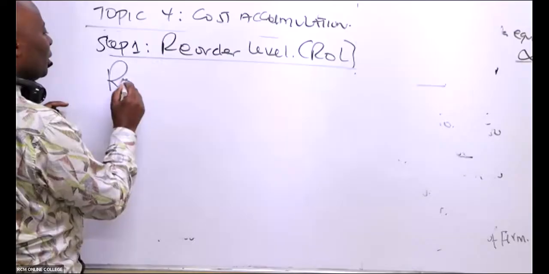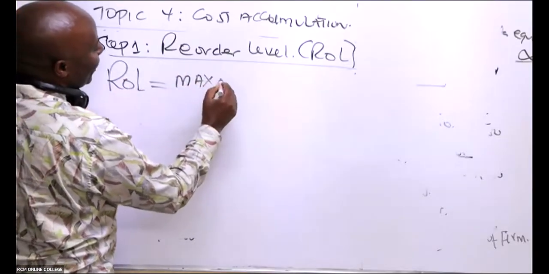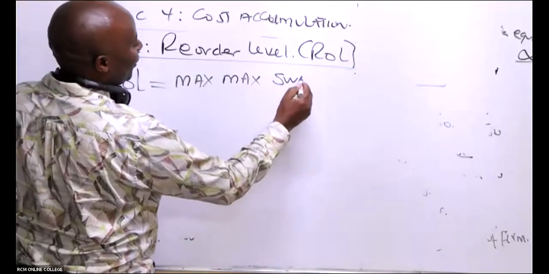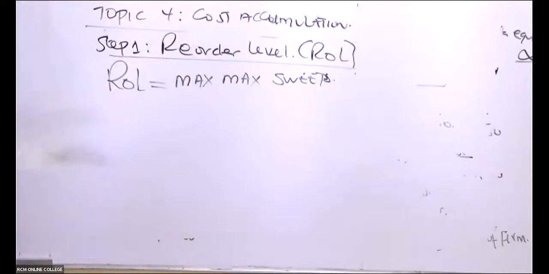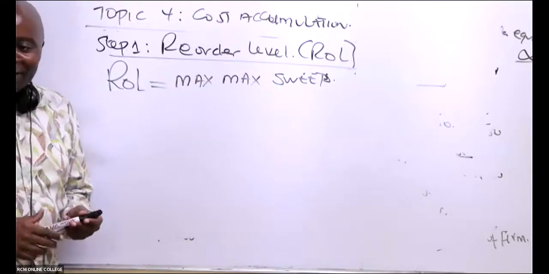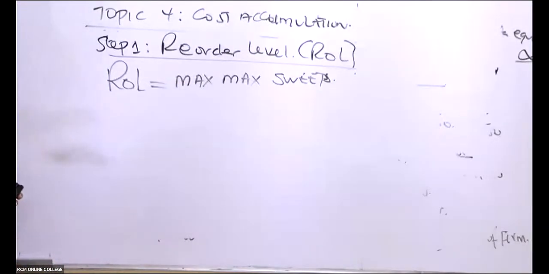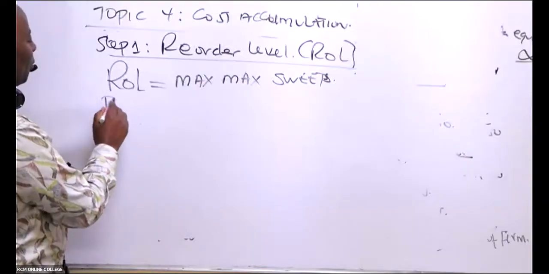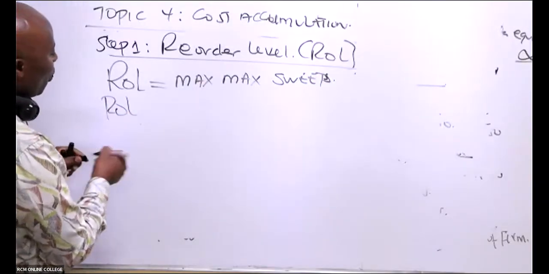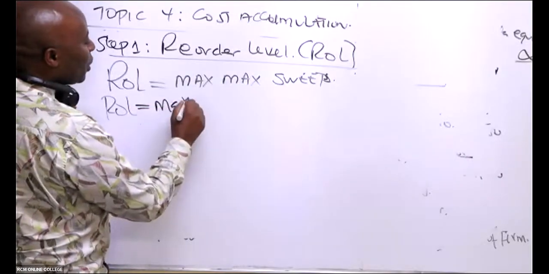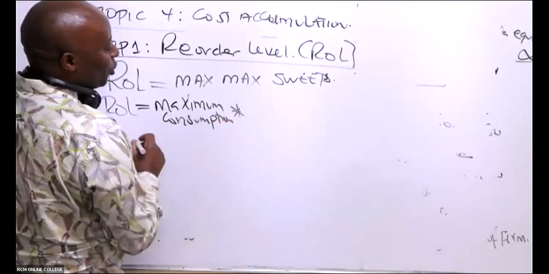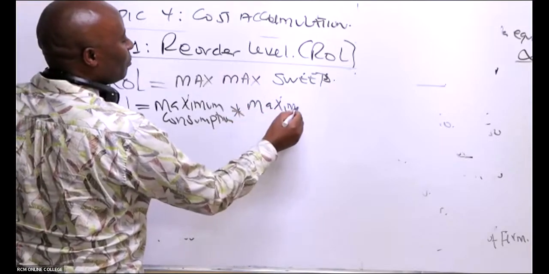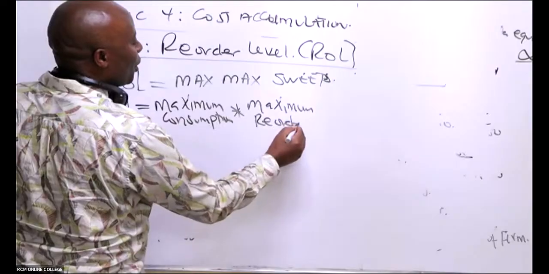To get this reorder level, you simply remember the concept of maxi sweets. That's how you remember them. You are rolling these maxi sweets. The moment you remember that, you will always remember, we roll sweets in our tongues like that. Maxi sweets. What do you mean by this? This is very easy. The moment I remember this, I will always recall the formula for getting reorder level, because it will be maximum consumption times maximum reorder period.